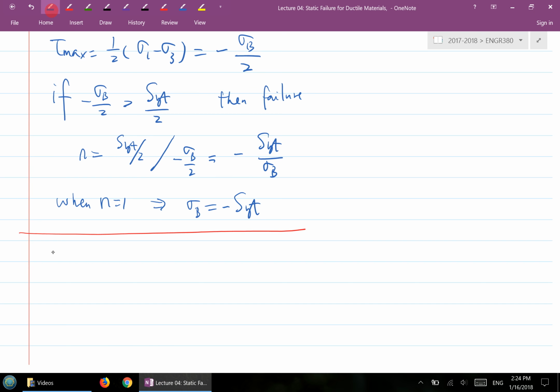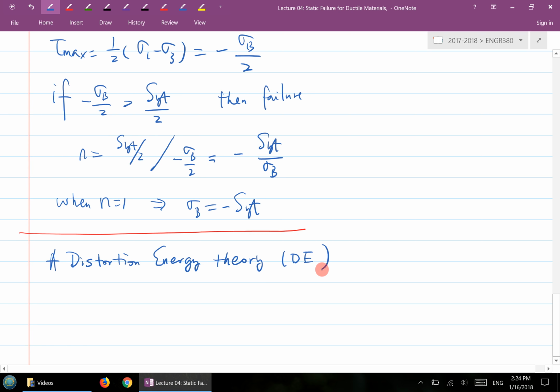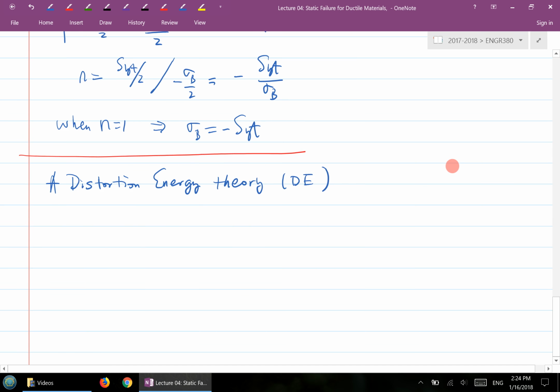So now let's look at the other theory for ductile material, which is the distortion energy theory, the DE theory. For the distortion energy theory, let's take a look at what it says in terms of failure. Before we talk about the distortion energy theory, there's a phenomenon that we have to point out first.